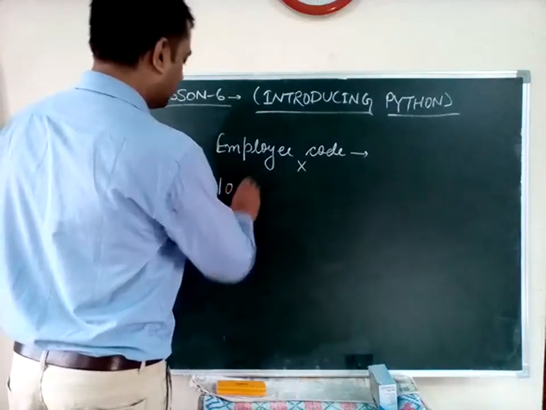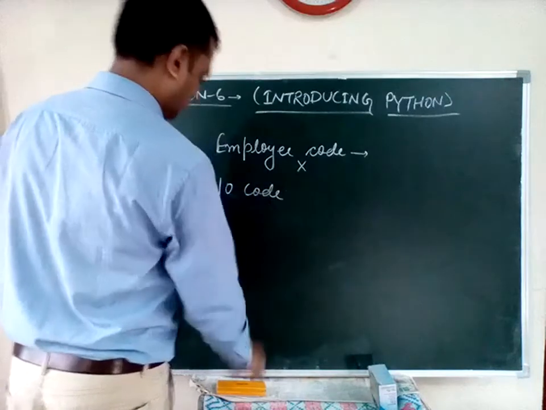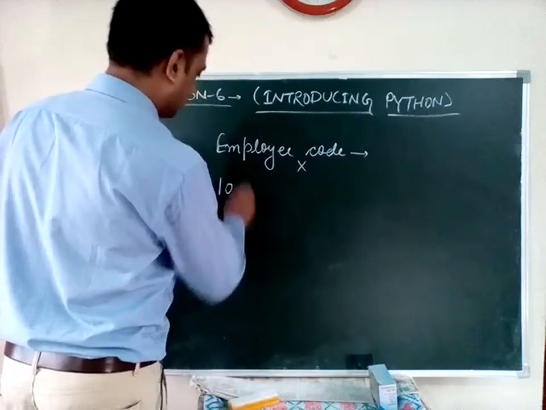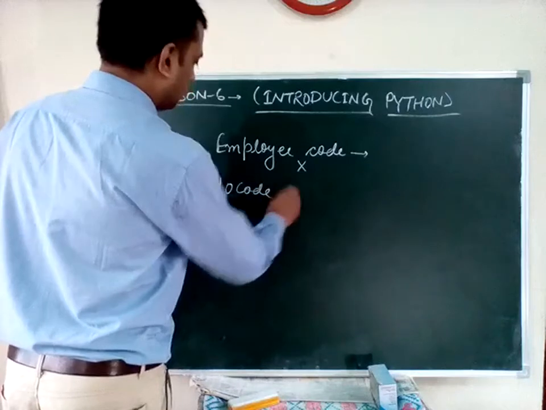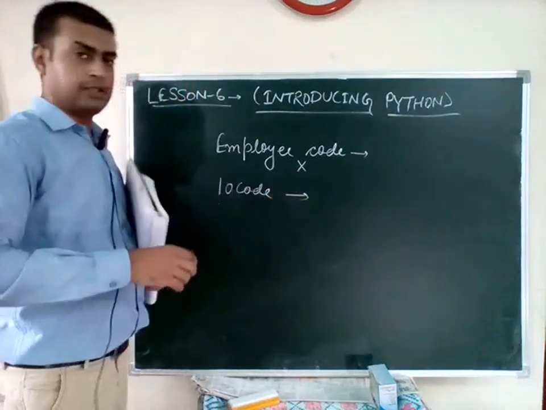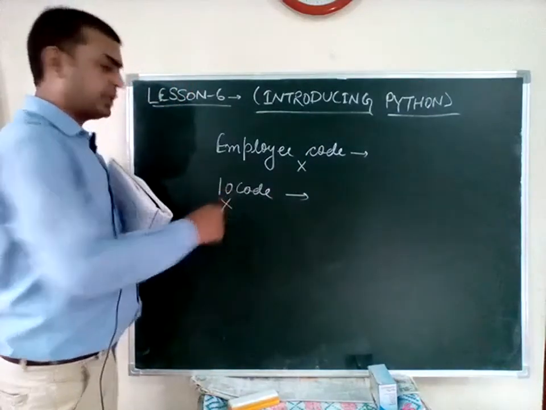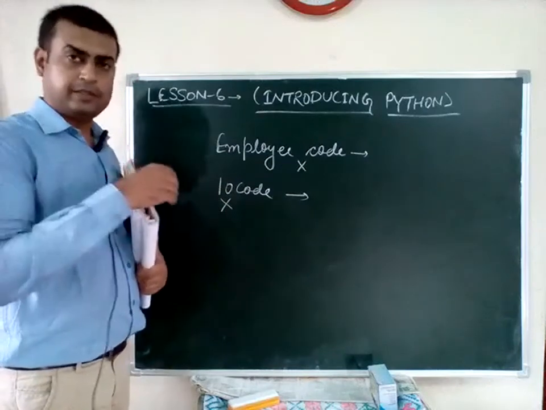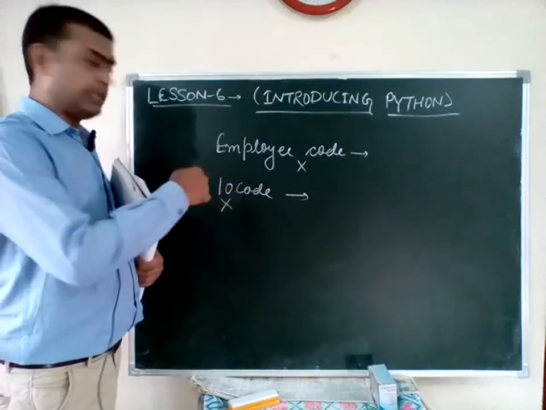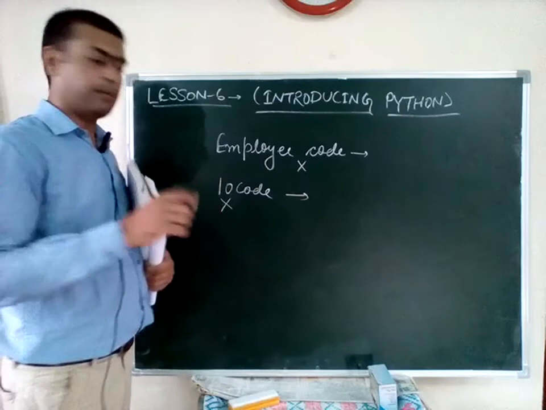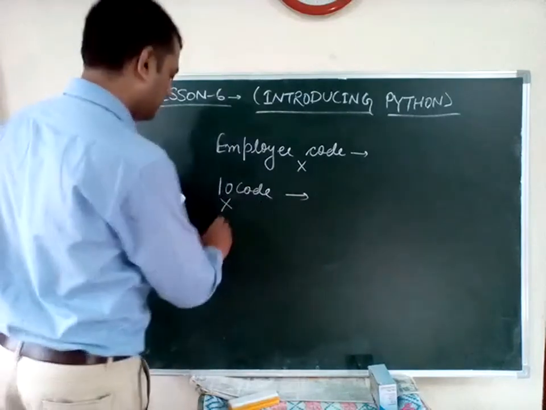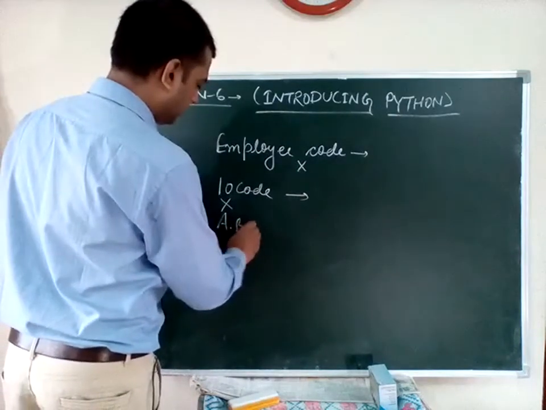Second is 10code. If you have not given the space, then what is the problem in this? This number should not be here. It can be in between or at the last, but it should not be at the starting point. This is the problem.